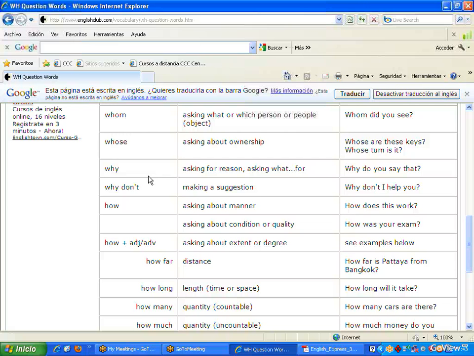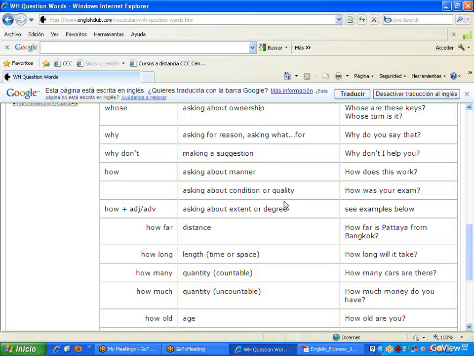Here we have how. ¿Cómo? So, how does this work? Or asking about condition or quality. How was your exam? And also we have these very important words. How far? How long? How many? How much? Okay?